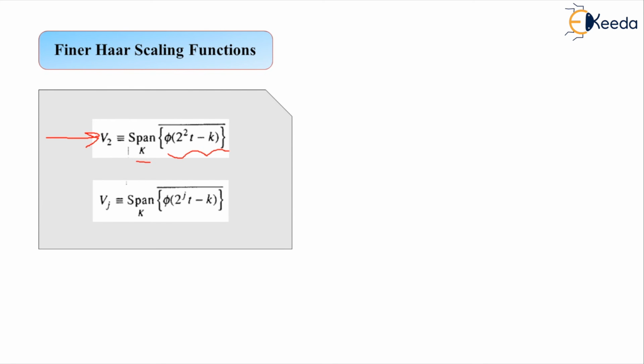In general, we can represent any finer version of the Haar scaling function by labelling it j. So Vj is the span, for k ranging, of phi of 2 to the power j t minus k. This way we have been fulfilling the need for finer versions of the Haar scaling function, and this attempt brings us to the concept of nested spaces that we are going to learn in the next video of the same chapter, wavelet transform. Thank you.